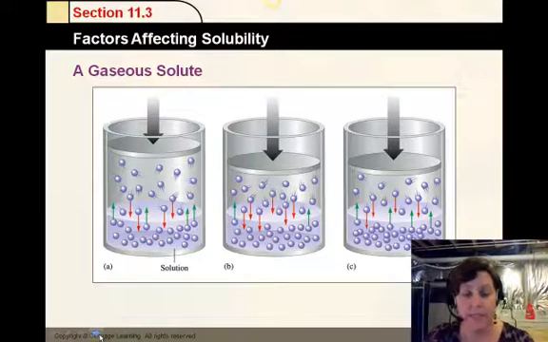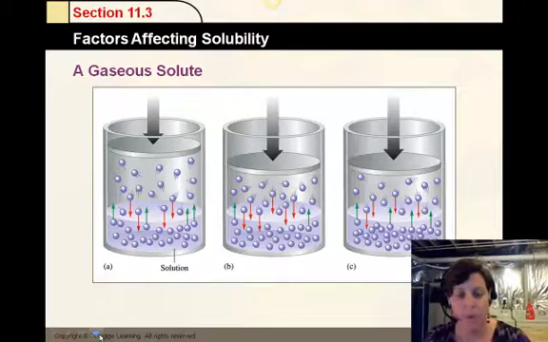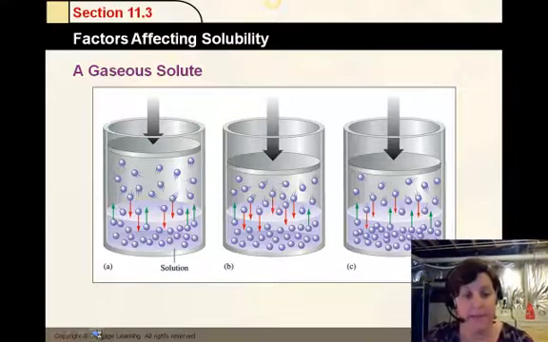The pressure is increasing because the plunger is being pushed down and there's less area or volume above the surface of the liquid. Notice the number of arrows going down into the solution increases, and there's more solute particles dissolved in the solvent, and therefore as pressure increases, so does solubility for gases.